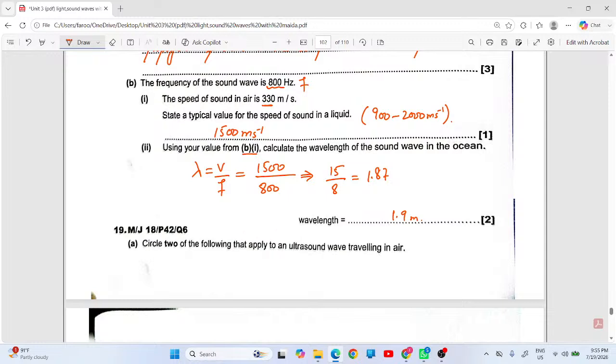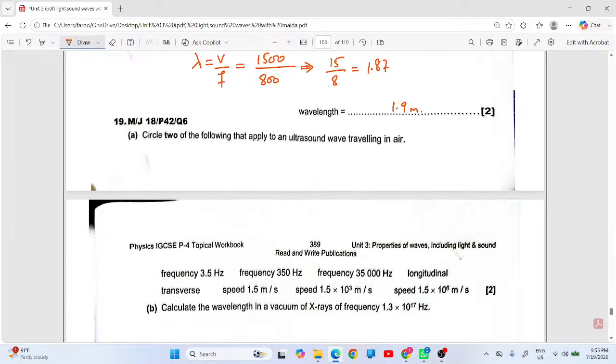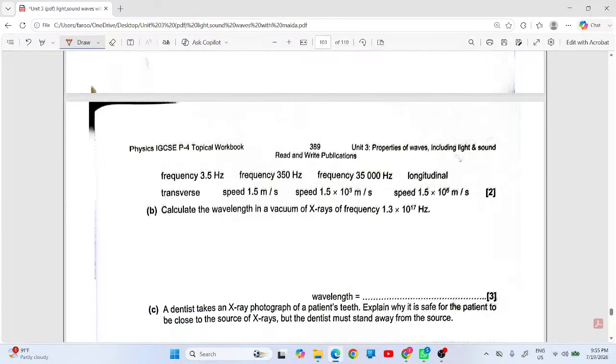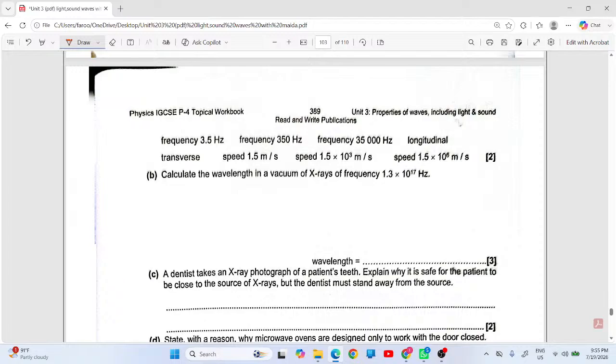No. Next is: circle two of the following that apply to an ultrasound wave. What are the properties of ultrasound? The frequency is greater than 20,000 hertz, yes, and ultrasounds are longitudinal waves. Yes.